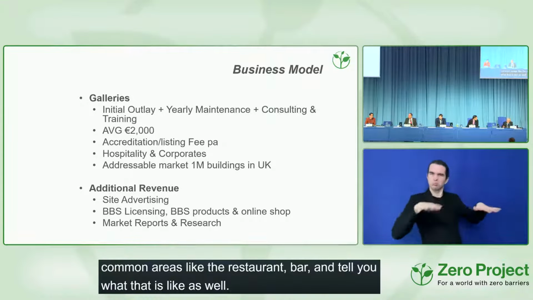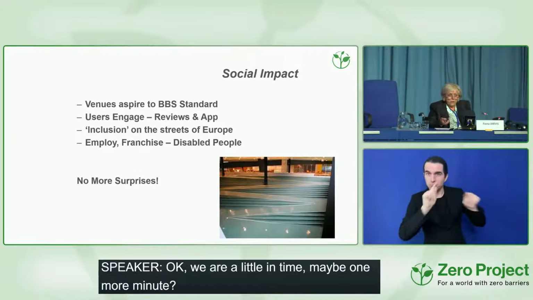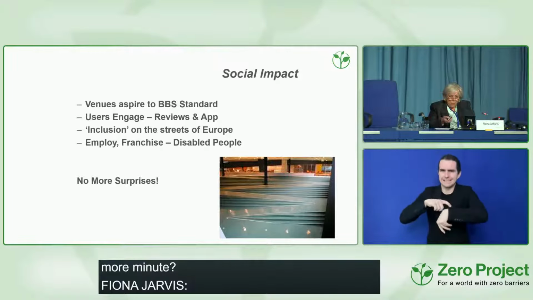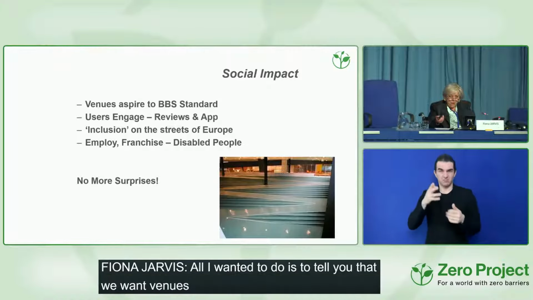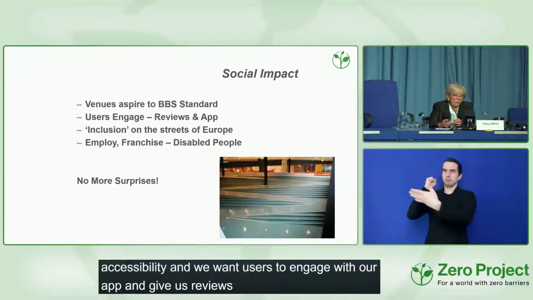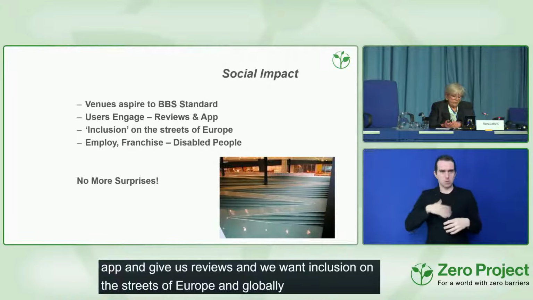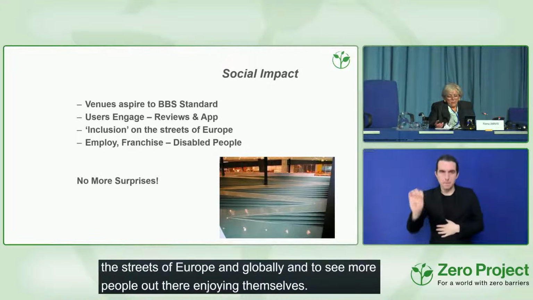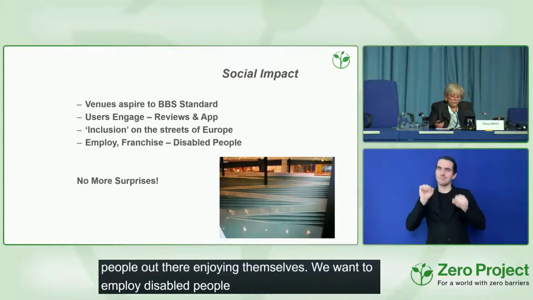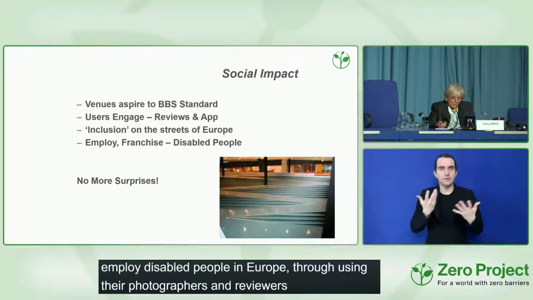Okay. Well, all I wanted to do was just to tell you that we want venues to aspire to the Blue Badge style standard of accessibility. We want users to engage with our app, with giving us reviews. And we want inclusion on the streets of Europe and globally. And we'll see more people out there enjoying themselves. We want to employ disabled people in Europe through using them as photographers and reviewers for our website. And we want no more surprises. Thank you.